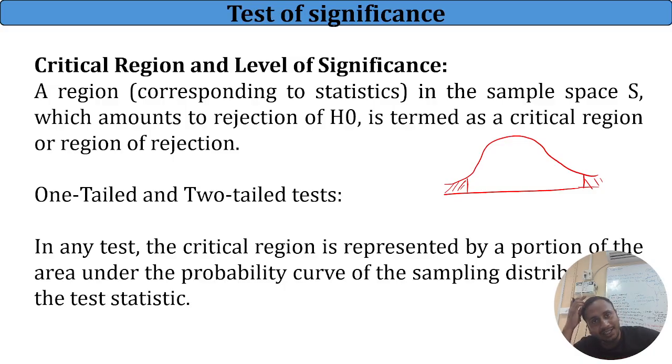Now that is the critical region, and the level of that is the significance. That area we call the confidence interval, and this area is the critical region.